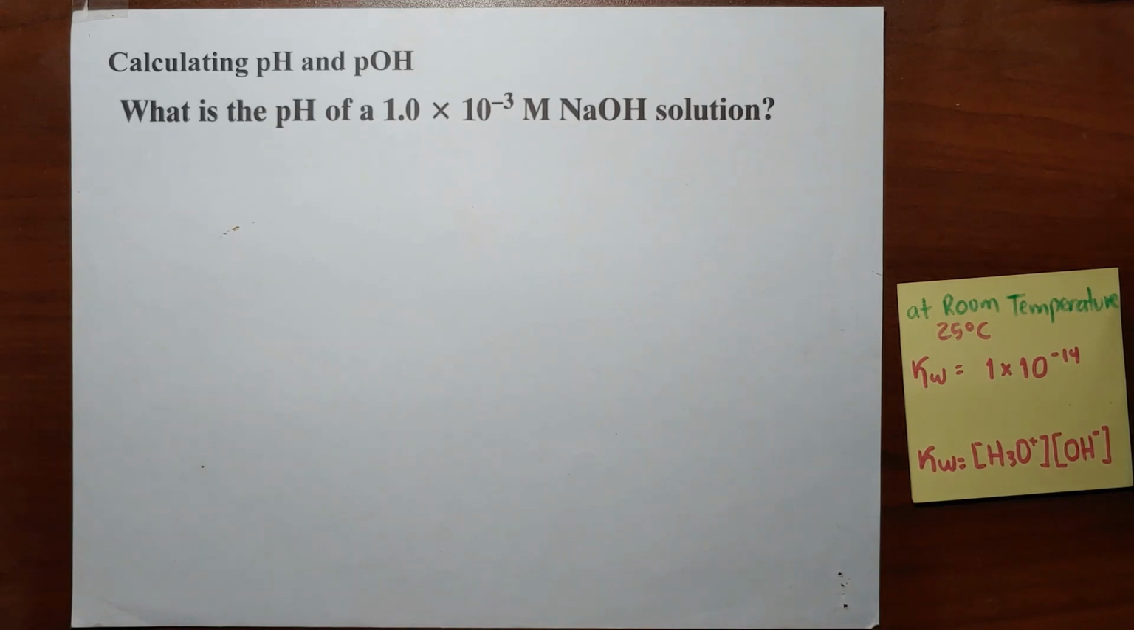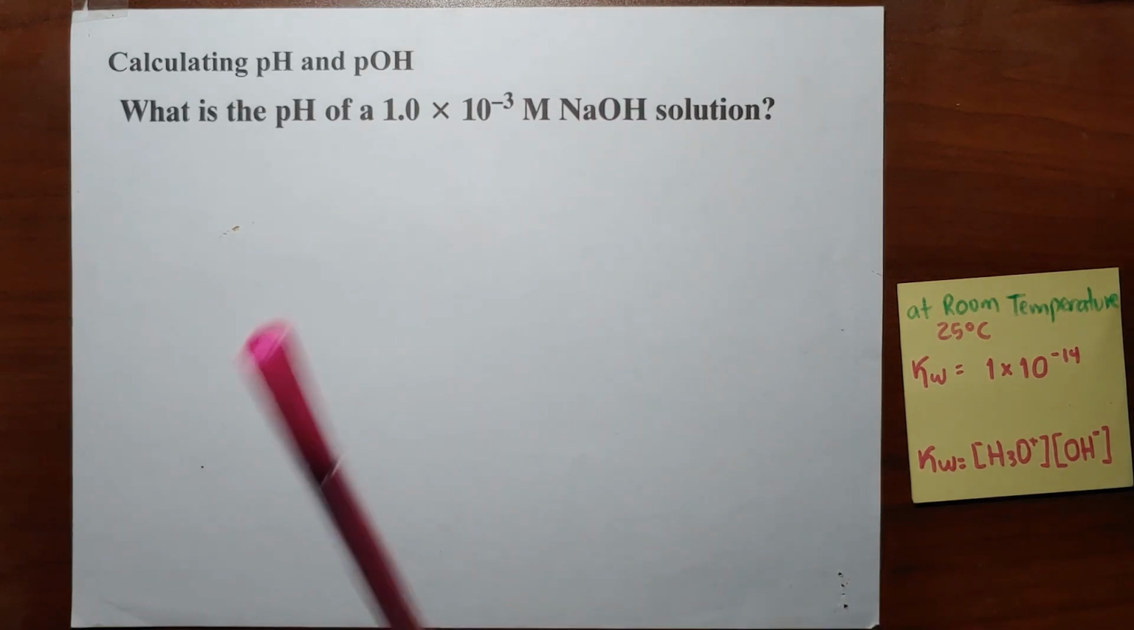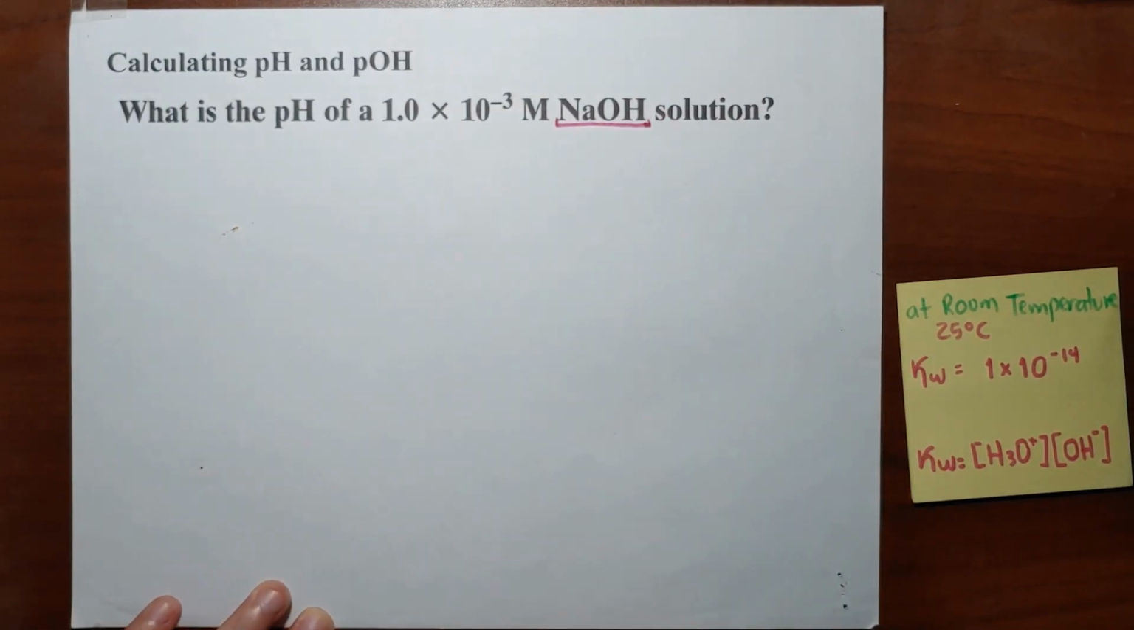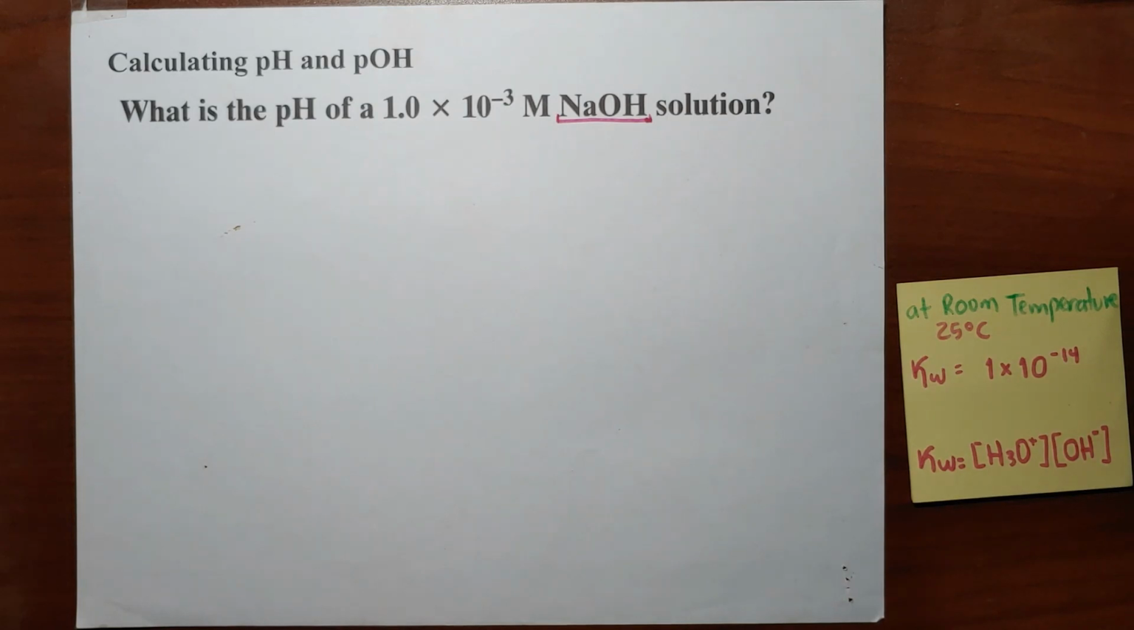Okay, how to calculate pH and pOH. Example: what is the pH of a 1 times 10 to the negative third power molar concentration of sodium hydroxide solution? So they are giving us a solution of a base.